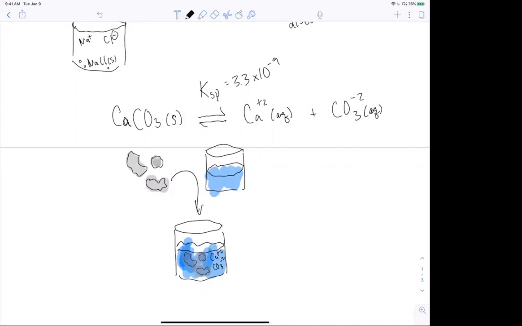We can define a Ksp for this of 3.3 times 10 to the minus 9th. And this is K, so we have this little subscript on it, Ksp, but ultimately what we're looking at is the equilibrium constant in the same sense that we've looked at equilibrium constants all along. What does an equilibrium constant describe? It describes, in a sense, the extent to which the reaction goes to completion. So for K, remember, if K is greater than 1, the reaction is product favored.